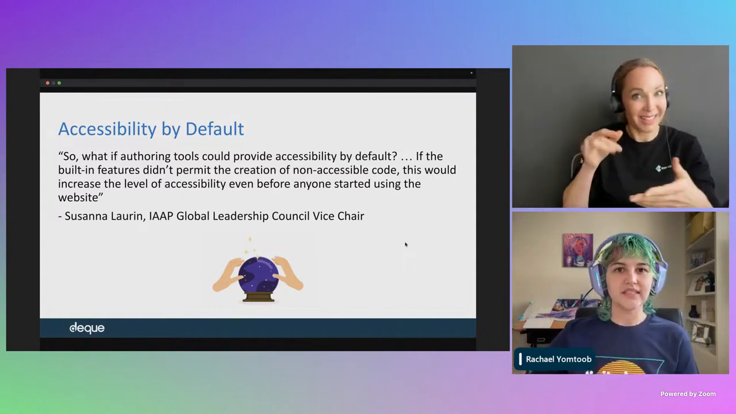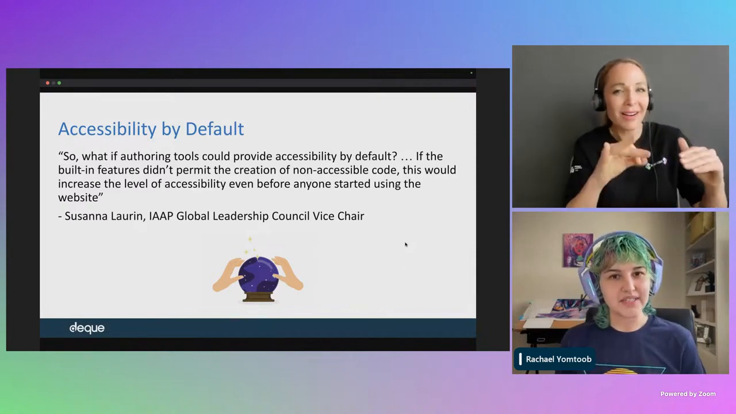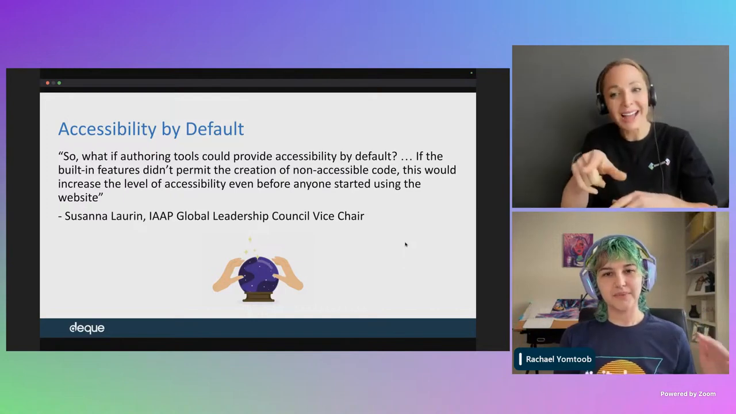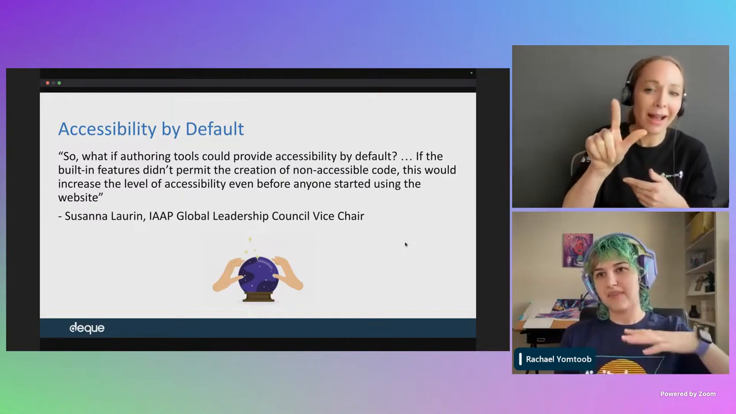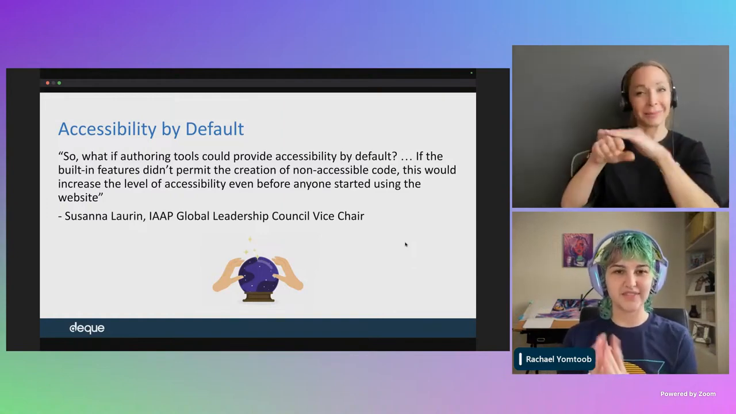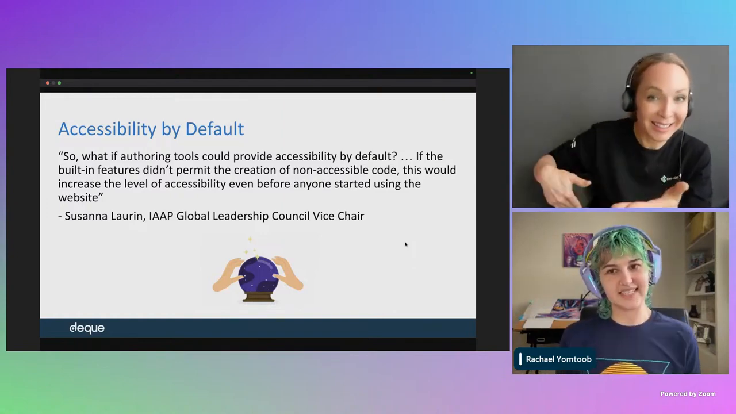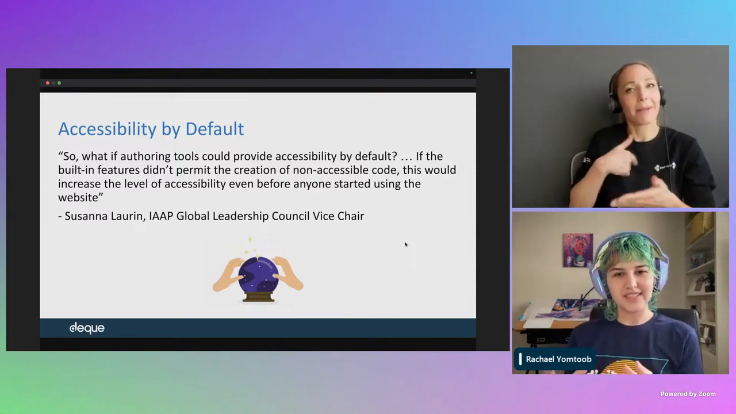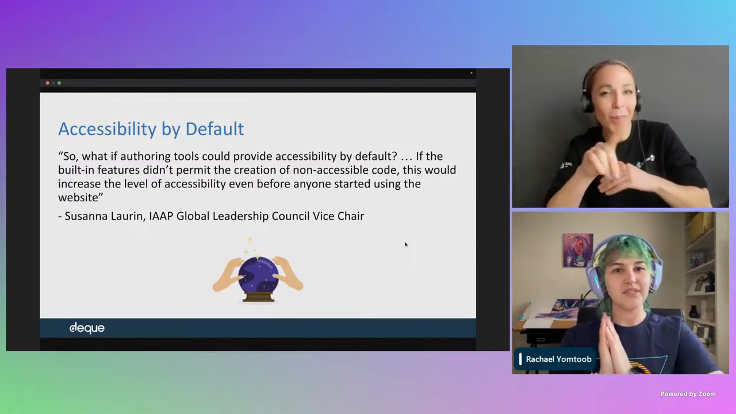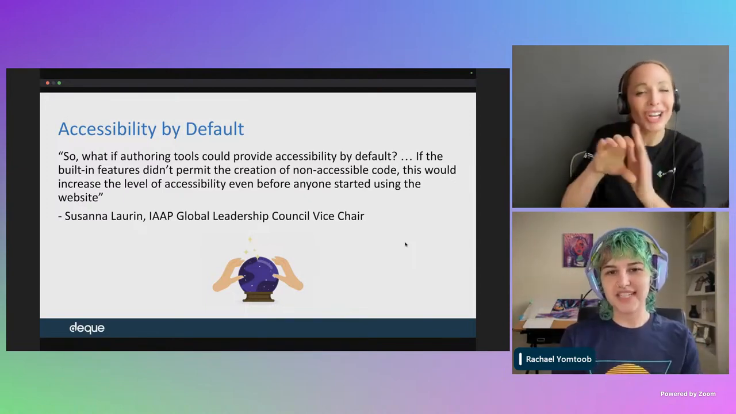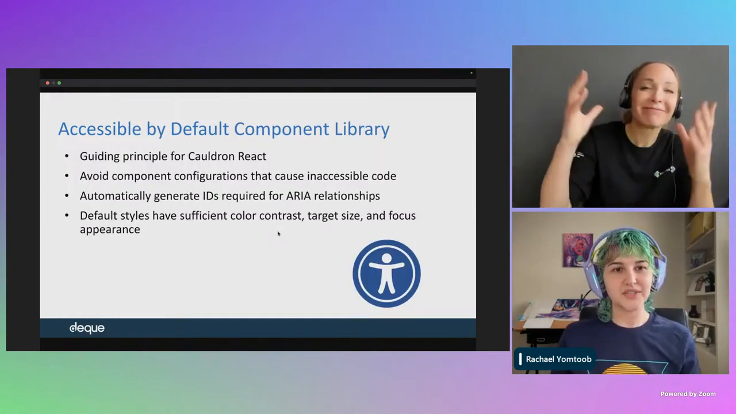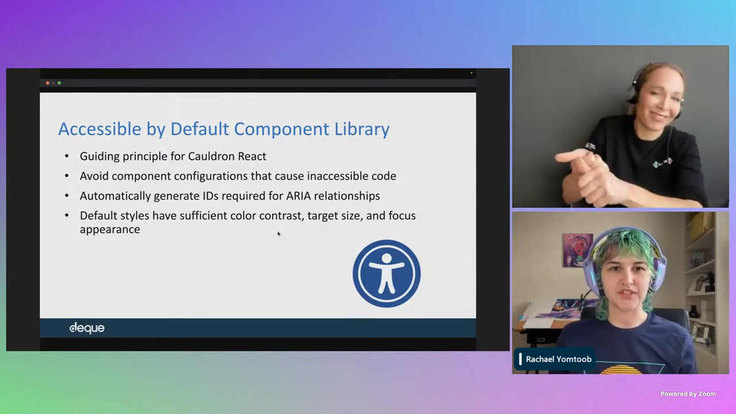I think this is a really optimistic way to think about accessibility and the future that we're heading towards. I don't think we're quite there today, but we're on the path to getting there. It would be wonderful if the platforms and everything was created in a way that developers just simply couldn't create inaccessible code, right? So I do have a little graphic of a crystal ball kind of forecasting the future where we'll someday in the future live in a world where everything is accessible by default. But for today, we use this concept as a guiding principle for Cauldron React.